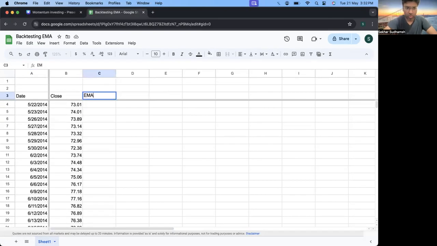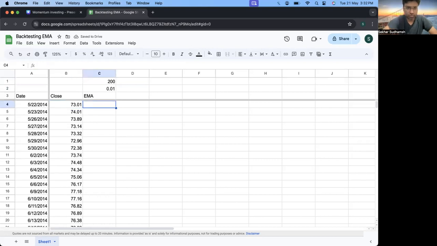Yeah, it seems legit. Then let me now calculate the exponential moving average. The calculation for exponential moving average requires the EMA factor. And the EMA factor is equal to 2 divided by the number of days for which we want the exponential moving average, plus 1. So if you want a 40-day moving average, the value changes. If you want a 200-day moving average, the value changes.